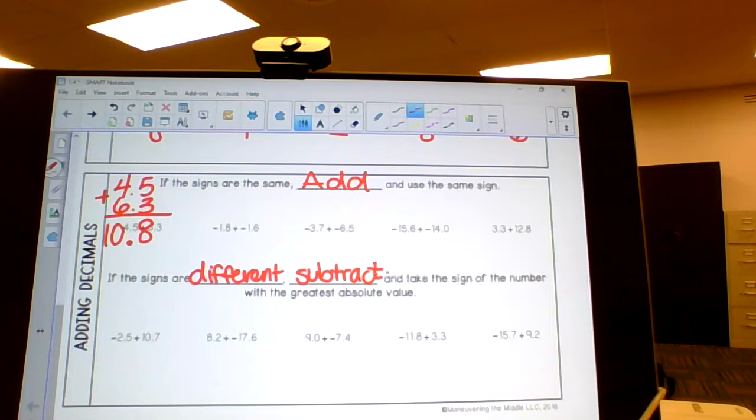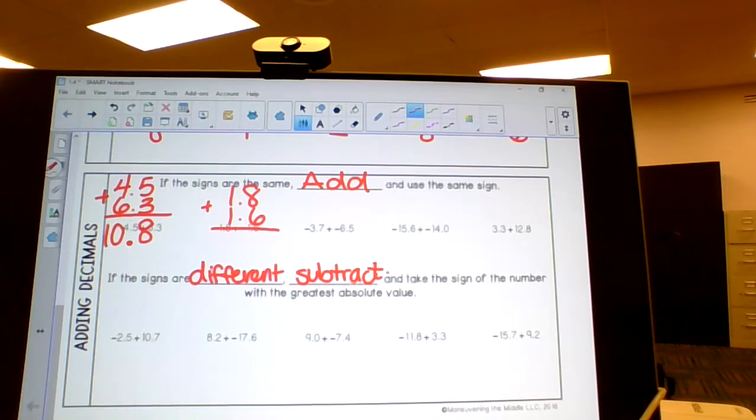Alright, the next one. They're the same sign, add and keep again. They're both negative, right? So I'm going to add them together and keep the negative sign. So -1.8 and -1.6. I'm just going to leave the signs off of them because I know they're the same sign, add, and keep.